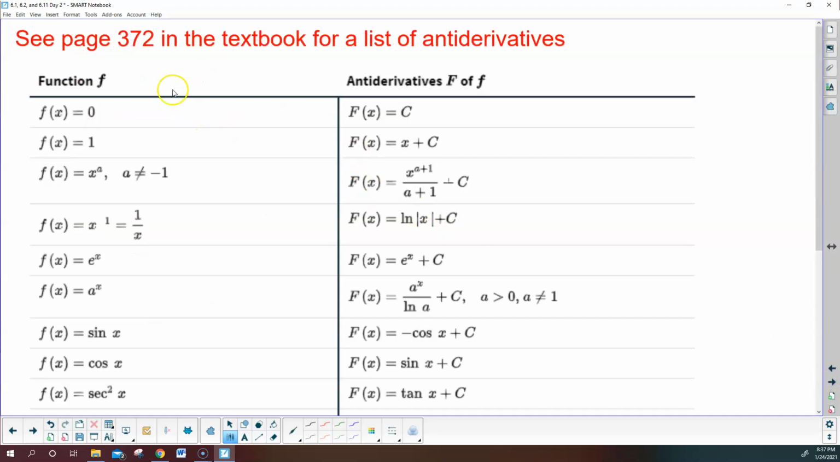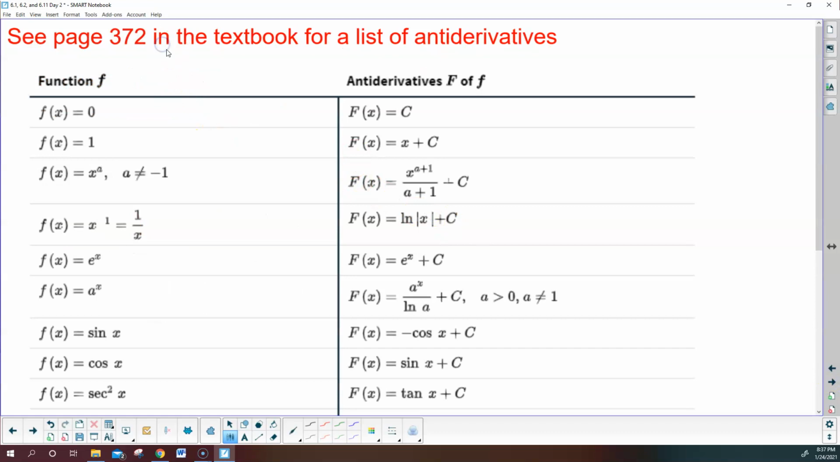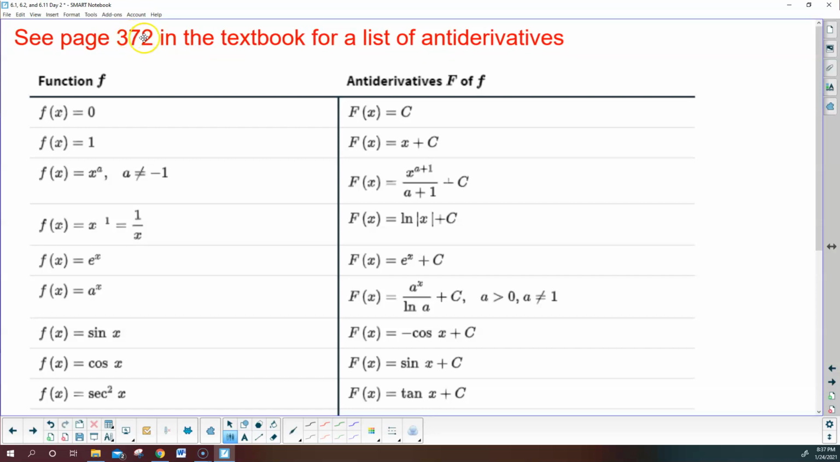Okay. If you are not super comfortable with all your derivatives, all we're doing is reversing the derivative concept here today. So if you look at page 372 in your textbook, they say if this is your function, here's the antiderivative, right? Whose derivative gives me 0? Well, it's a constant. Whose derivative gives me 1? It's x plus c. So another way to think of it is if you have the antiderivative, if you take the derivative of this, you should get a function right here.